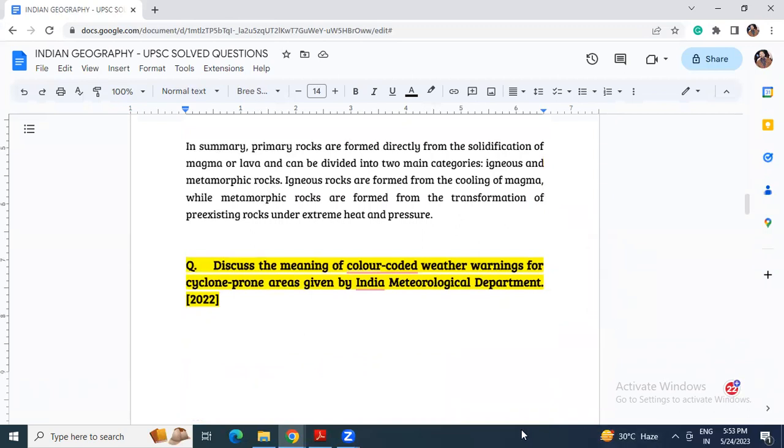In summary, primary rocks are formed directly from the solidification of magma or lava, and can be divided into two main categories: igneous and metamorphic rocks. Igneous rocks are formed from the cooling of magma, while metamorphic rocks are formed from the transformation of pre-existing rocks under extreme heat and pressure.